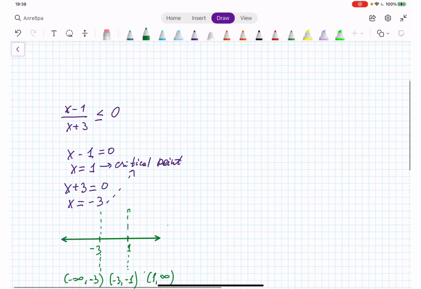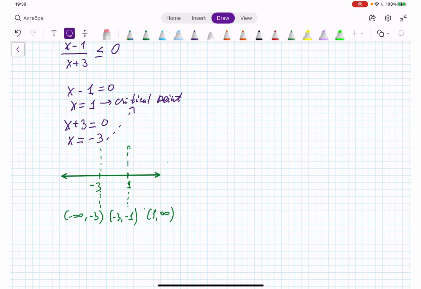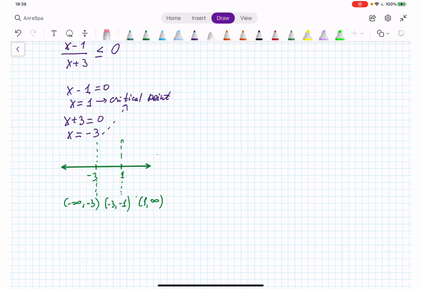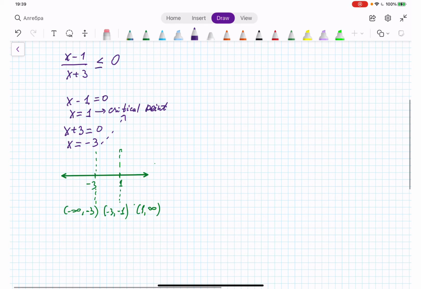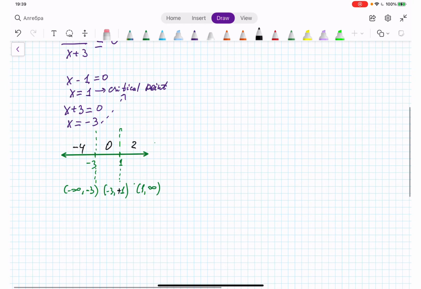So first, let's take a point on the interval between negative infinity and negative 3. Let me take negative 4. Between negative 3 and positive 1, I'm going to take obviously 0, the easiest case, and between 1 and infinity, I'm taking 2. Okay, let's see what we get.